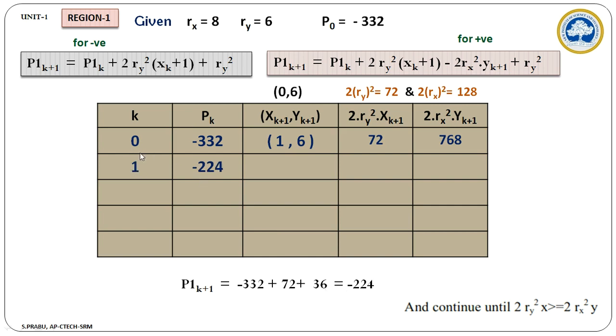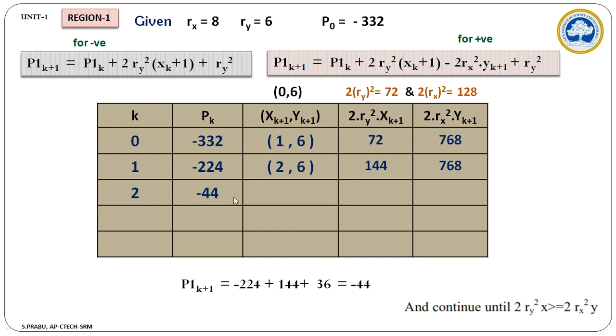So the next entry is k value 1, then pk is minus 224. This is also a negative value. So we increment the x coordinate value and keep the same y coordinate value. So the next coordinate value is 2, 6, and we calculate this term. So 72 into 2 is 144 and 128 into 6 is 768. Now we need to calculate the next decision parameter value using this formula. So minus 224 plus this term plus ry square, that is 36. We get minus 44. So I write the minus 44 here.